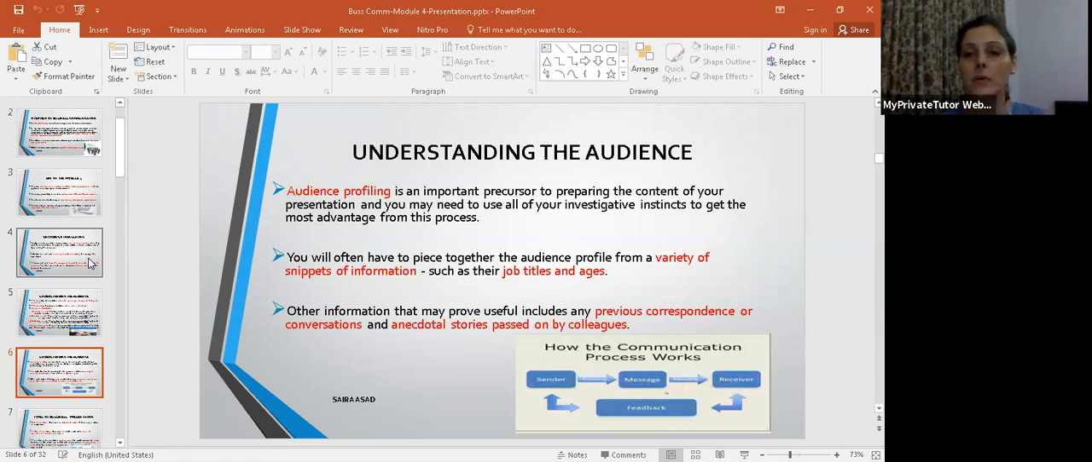You should get to know about your audience before making the presentation. What sort of audience is going to be in front of you, what they want, what they need, and you prepare your content as per your audience's requirements. This is a very important aspect of knowing your audience. You may need to use all your investigative instinct to get the most advantage from this process. If you're going for a meeting with a person, you should know what sort of person he is, what designation he has.